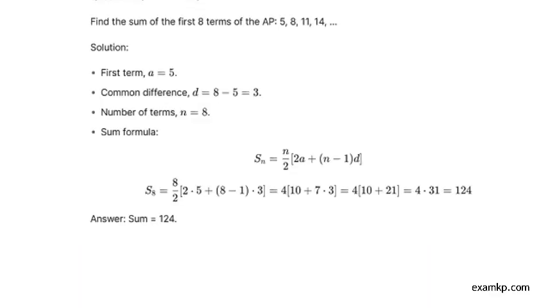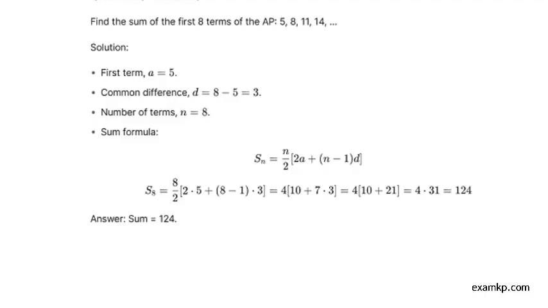They're asking for the sum of an AP. We can do this. Okay, let's break this down together. First, we pull out the important bits. The first term a is 5. The common difference d is just 8 minus 5, so that's 3. And we want the sum of the first 8 terms, so our n is 8. Now it's just plug and play.